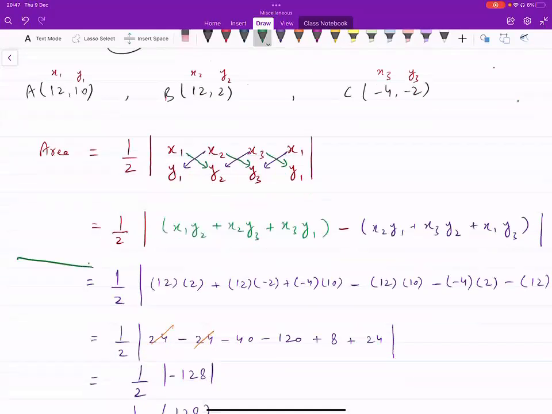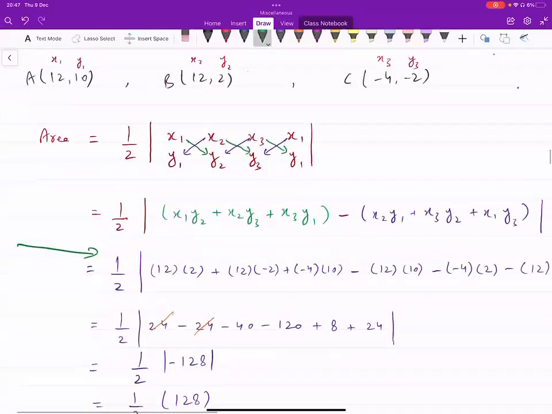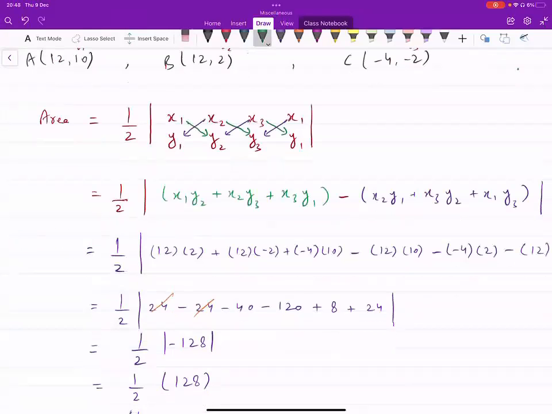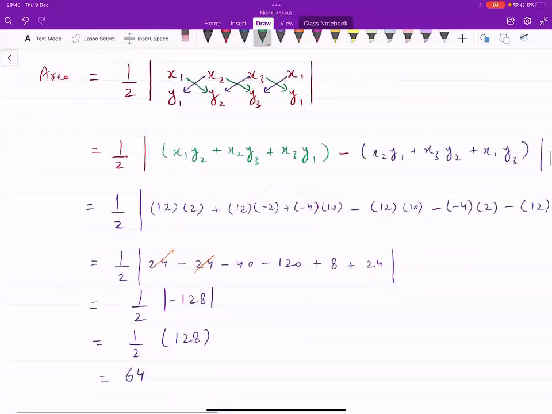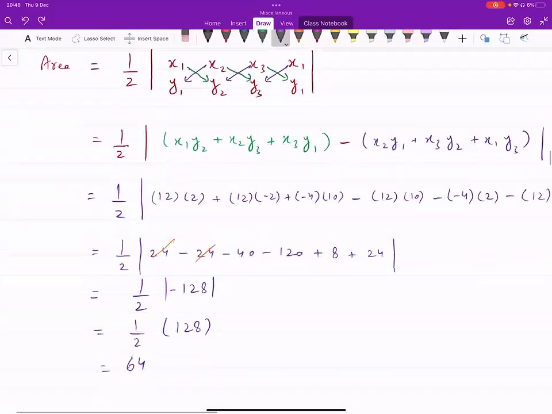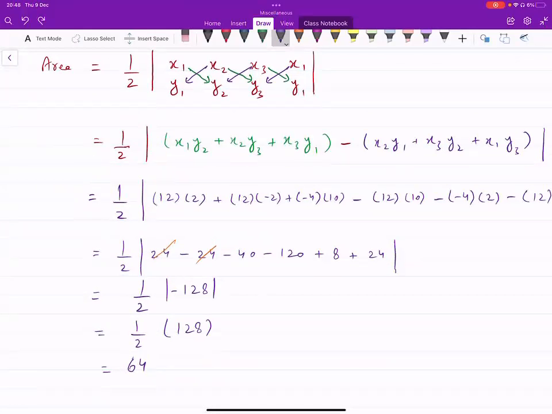Just input values in the formula. You evaluate this. If the number inside this modulus turns out to be negative when you evaluate everything, you just make it positive. That's what these vertical lines are for. The vertical lines mean that if a negative number comes out, you make it positive. Right? That's how this formula works. You evaluate this, you get the same result that you got before. And that's 64.